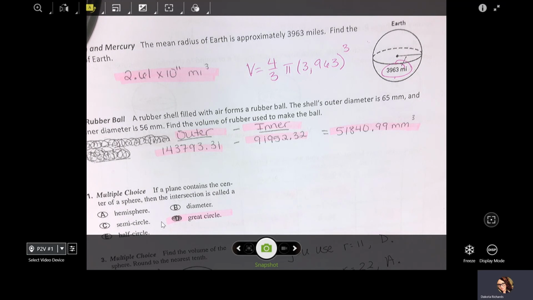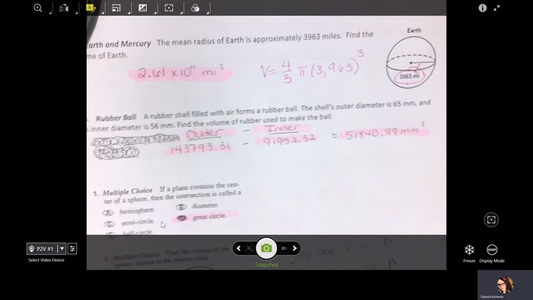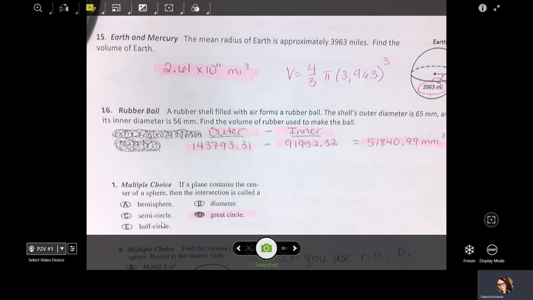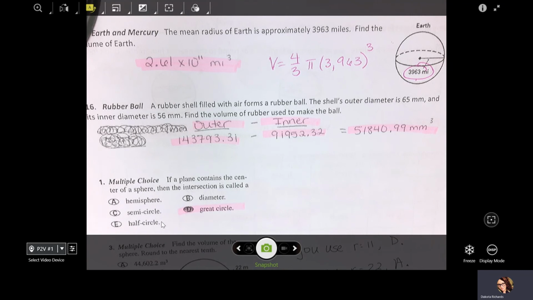Yes, ma'am. Which one? On homework, yeah. Okay, and so number 16, this is kind of if you had a sphere within another sphere, what would the space in between those be? And it gives you the diameter, so you have to take each of those diameters and divide by 2 to get the radius. Plug the radius in, subtract those 2 volumes, and you'll get the space in between.